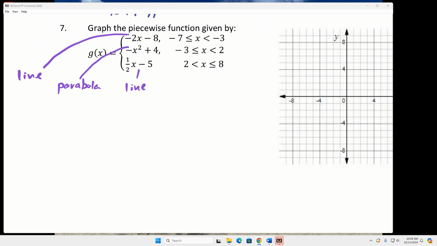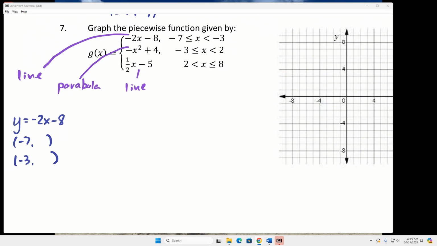When I graph piecewise functions, I just do a separate little thing for each piece. So I would start with -2x minus 8. And then whatever these endpoints are, I'm going to plug those in. This is different from evaluating. When we're evaluating, you wouldn't plug the -3 in for that one. That's not what we're doing. We're graphing it. So what we're going to do is just find the endpoints and then connect them with a line.